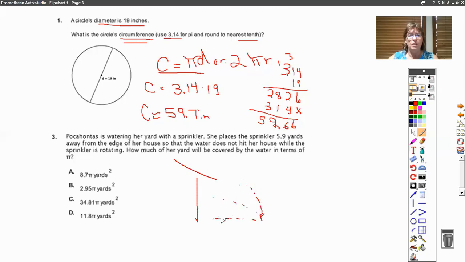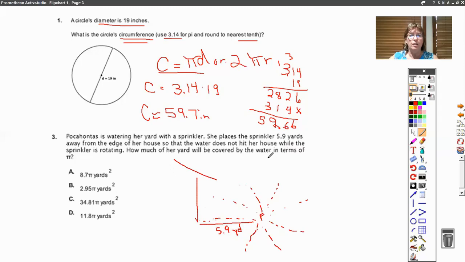So, and she doesn't want it to hit her house because, you know, that will start to ruin the siding on her house. And if anybody's ever had that happen, you know, you don't want that to happen. So it's going to go in a circular pattern, but she doesn't want it to hit her house. And she places it 5.9 yards away from the edge of her house. So I know that this measure right here is 5.9 yards. So I'm going to go ahead and write that in my picture. And again, whenever you draw a picture, it just helps you understand the math a lot better, all right?